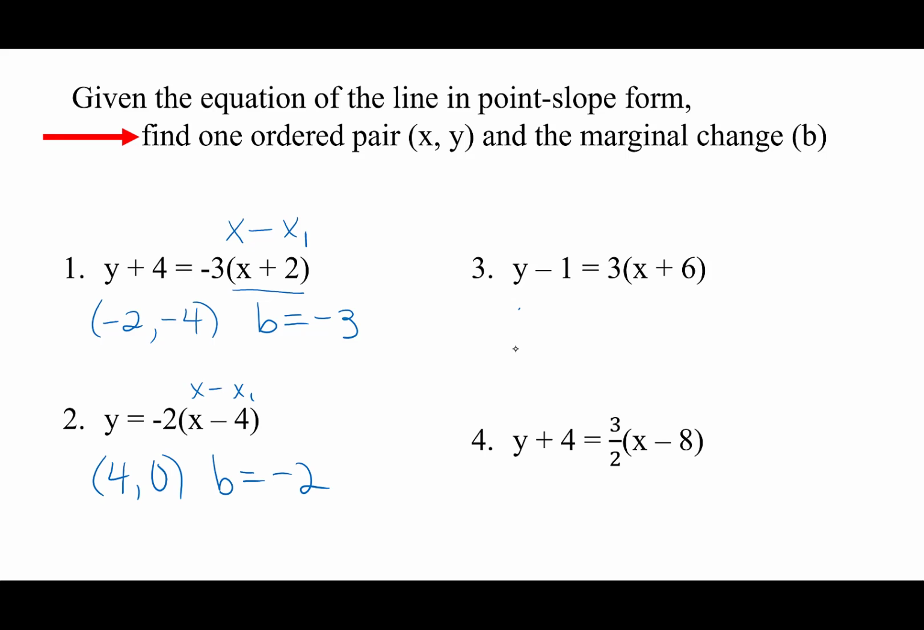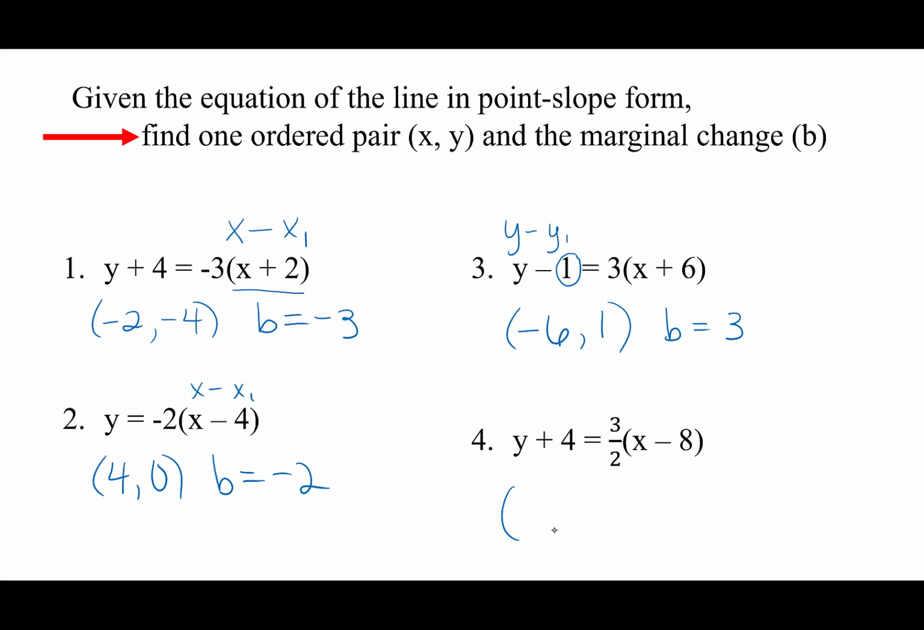Number 3, again, we'll do the ordered pair. This is x plus 6, so x must have been negative 6. And y minus 1, y is a positive 1. And here's why. It's because the format is already y minus y1. The y minus part, that subtraction sign, is part of the equation template. We are just pulling out the digit 1, which makes it a positive 1. This one, b, is 3.